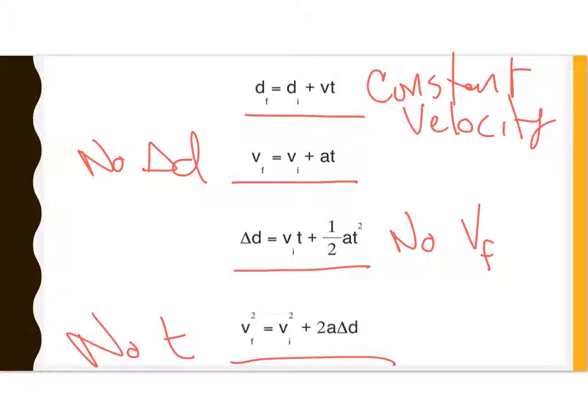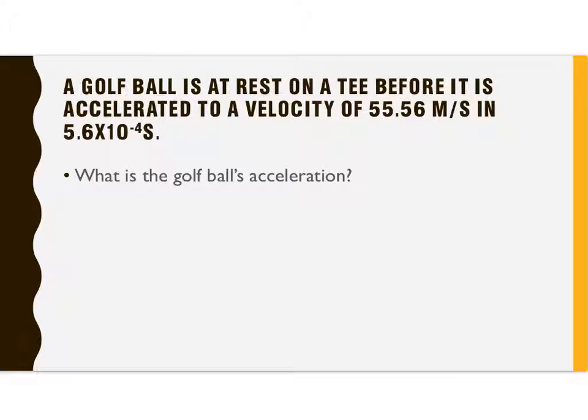Okay, so now that we've briefly gone over that, let's talk about the first example problem and work it out. So this problem tells us a golf ball is at rest on a tee before it is accelerated to a velocity of 55.56 meters per second in 5.6 times 10 to the minus 4 seconds. What is the golf ball's acceleration? So the first thing we want to do is look at the stuff that it gives us in the question. And we know that it is at rest and that it is accelerated to a velocity of 55.56 meters per second, and that happens in 5.6 times 10 to the minus 4 seconds.